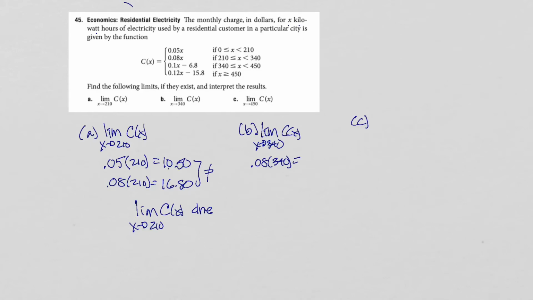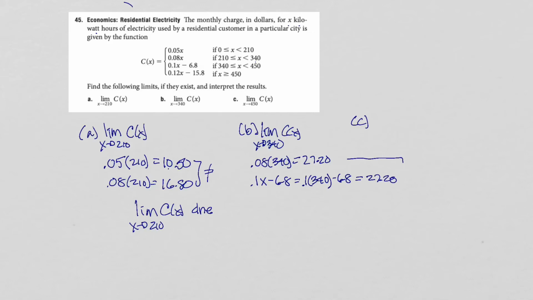And that gives us 27.20. All right, so as we're approaching 340 hours, our cost is going to be 8 cents an hour. So it's going to be approaching $27.20. Now if we just get over 340, then where are we? We're a little bit over, so we're using this function right here. That's going to be 0.1x minus 6.8. So we're going to put in 0.1 times the 340 minus 6.8. Well, when I put in this, I get 27.20 again.